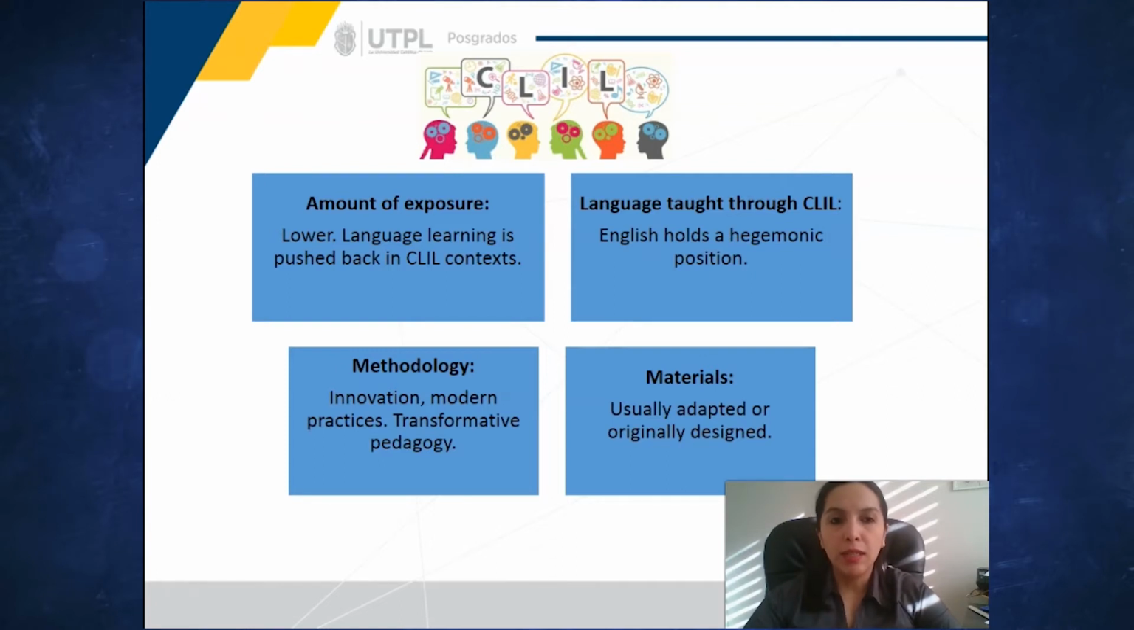Methodologically speaking, CLIL brings innovation into the language classroom. We employ, for example, project-based learning, cooperative learning, problem-oriented learning, all of which place students at the center. In terms of materials, these are usually adapted or originally designed rather than authentic, and new technologies, like the usual ICTs we use nowadays, are very much used in this field.